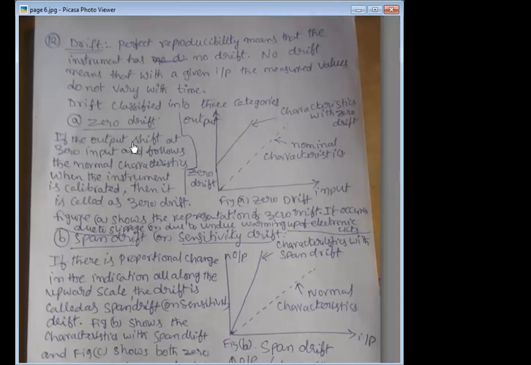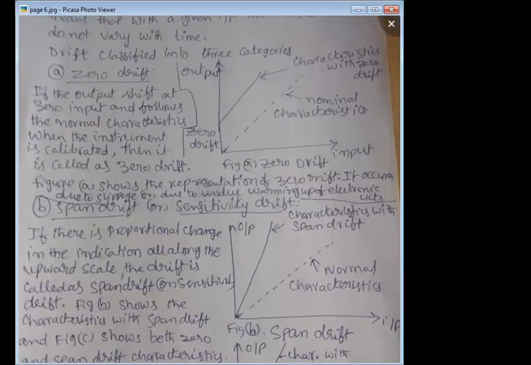Drift is classified into three categories. The first one is zero drift. See here, this is the graph for the normal characteristics. It should be produced like this. But when the input is applied, the output is shifted at zero input.